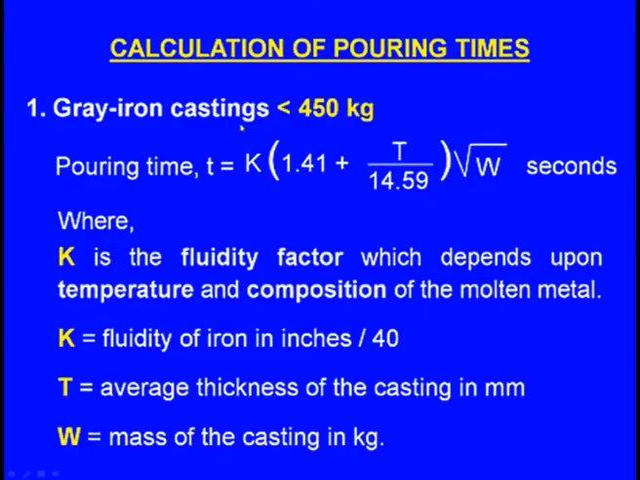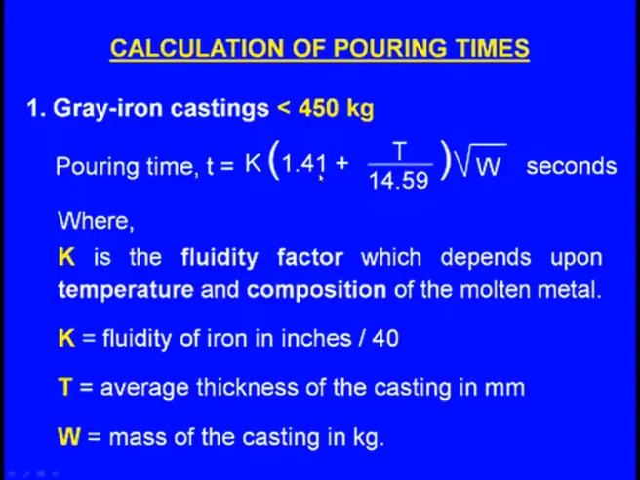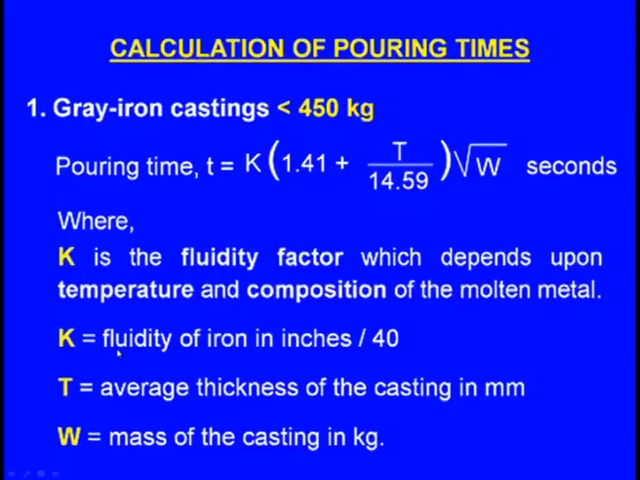For gray iron castings, if the weight of the casting is less than 450 kgs, pouring time, indicated by t, is equal to K multiplied by (1.41 + T/14.59) multiplied by root of W seconds, where K is the fluidity factor which depends upon the temperature and composition of the molten metal. K is equal to the fluidity of the iron in inches divided by 40.